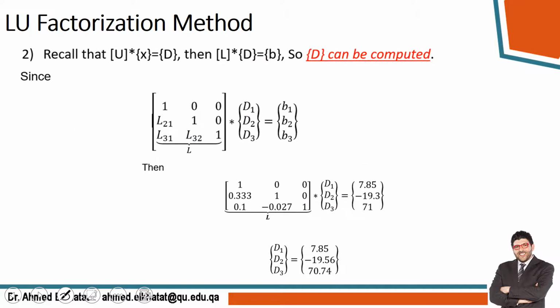So what's the next step? We start with L. L times D equal B, and B is already given in the example. Similarly, we can find all these. Write the values of the lower matrix times D equal these values. Now we can get D: D1 equals 7.85, D2 equals minus 19.56, and D3 equals 70.74.